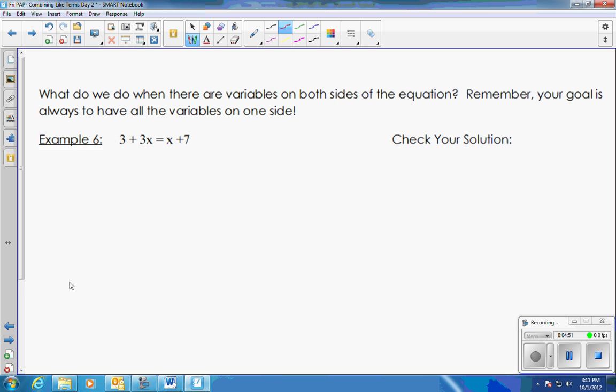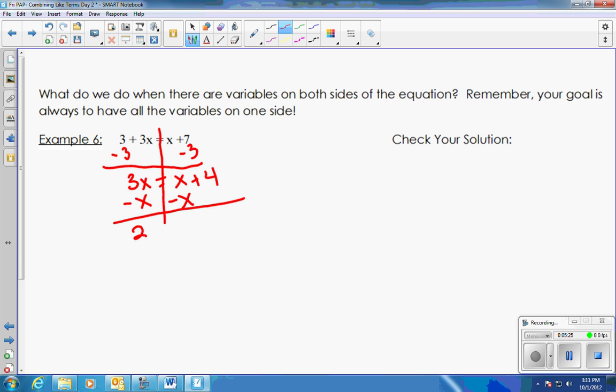So when there's variables on both sides, it's a little bit different. We still have to combine all of our like terms though. So I always put my constants together first, and I usually try to keep everything positive. So to get rid of this positive 3, I'm going to have to do minus 3. And I chose to do that because 7 minus 3 is a positive 4. So I've got 3x equals x plus 4. Then I'm going to move my variable. I need to subtract x from both sides to get rid of that x over there. That's going to give me 2x equals 4. And then divide both sides by 2.